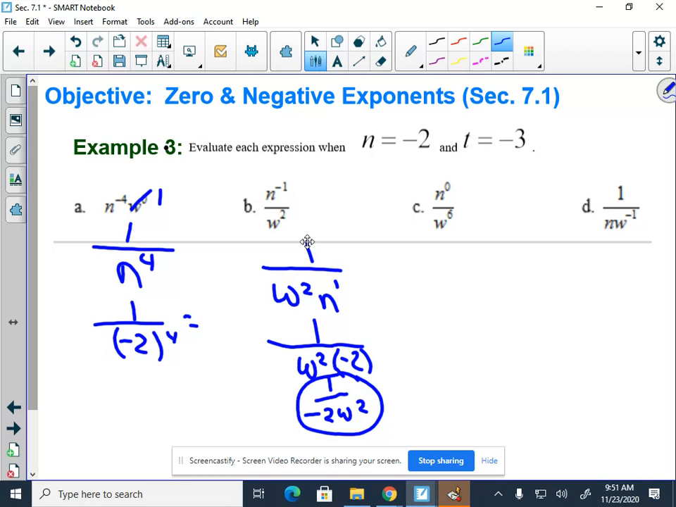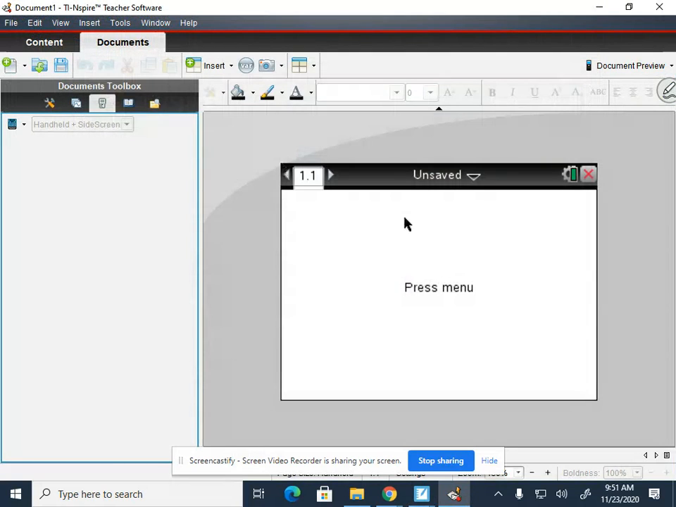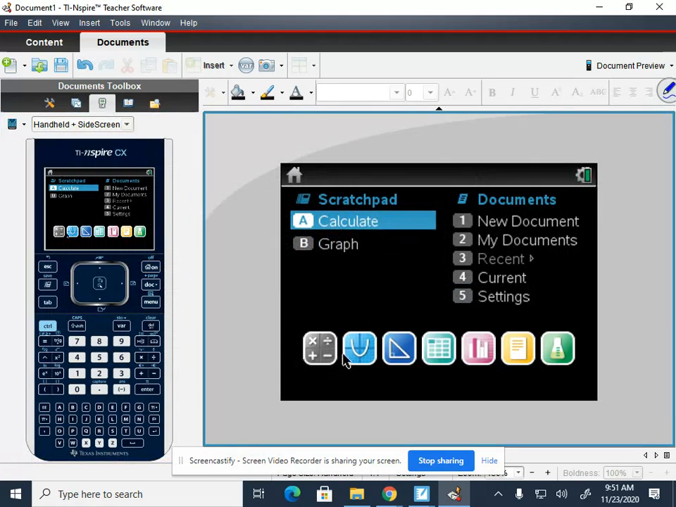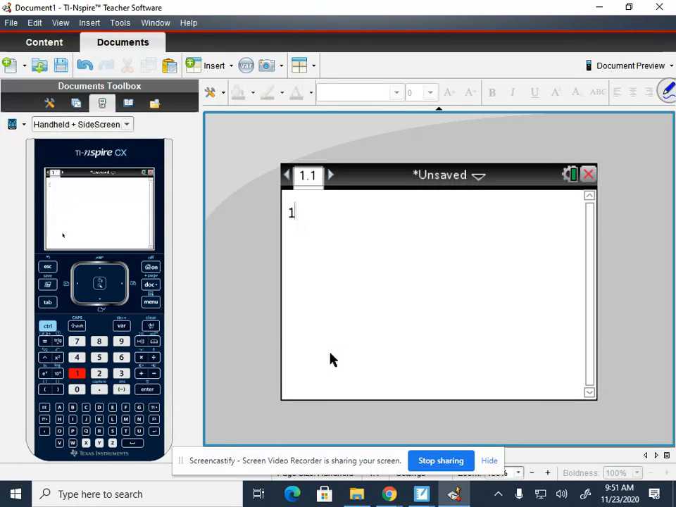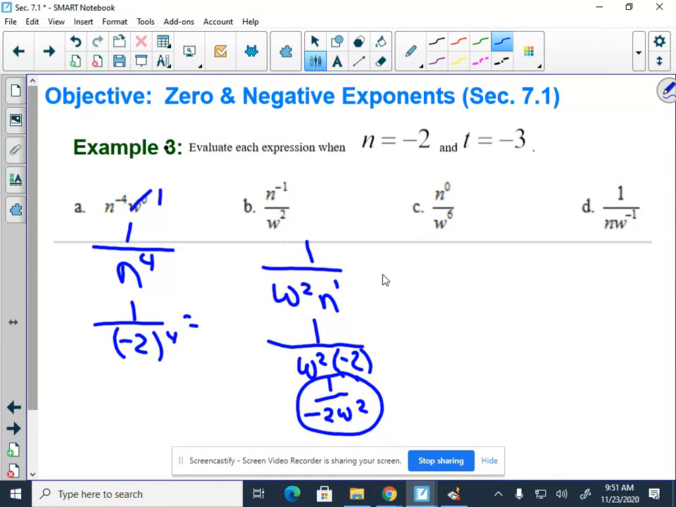Getting back to the other one, 1 over negative 2 to the fourth. Two times 2 times 2 times 2 would be 16. So it's 1 over 16. And a negative times a negative times a negative times a negative. There'd be 4 negatives that would turn to a positive. So this one, final answer is 1 over 16.